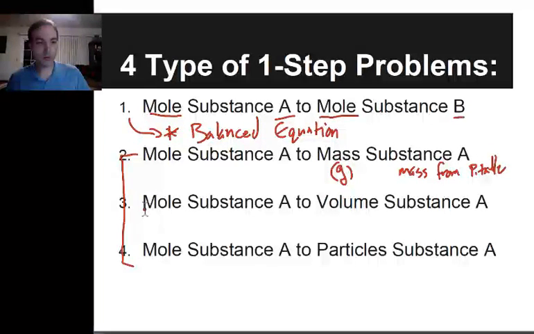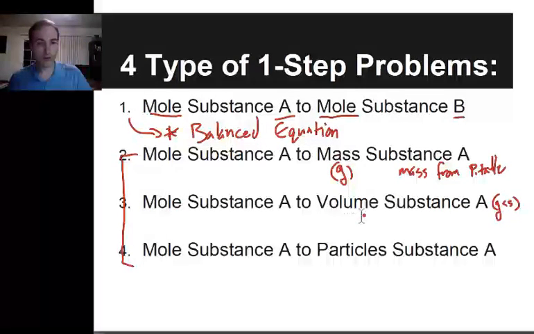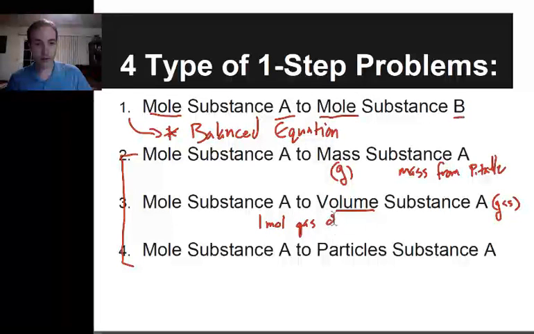The second type, or really I guess third type, would be going from moles of substance A to the volume of substance A, and that's assuming that substance A is a gas. Remember, it has to be a gas to deal with volume, and in order to do this, instead of the mass from the periodic table, we would use the quantity that 1 mole of a gas at STP, meaning standard temperature and pressure, equals 22.4 liters.